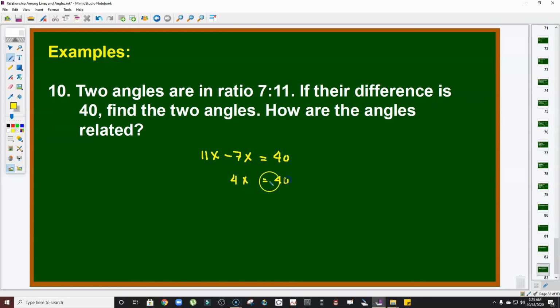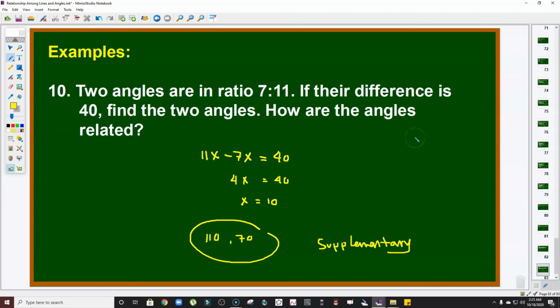Equals 40. Clearly, x equals 10. If x is 10, okay, what is 11x? That's 110. Tama? Then, 7 times 10, that's 70. Okay, so therefore, these are the two angles. Okay? You can verify that. 110 minus 70 is 40. Now, ang tanong, how are they related? They are supplementary. There you go.